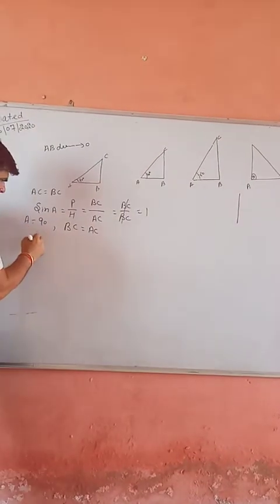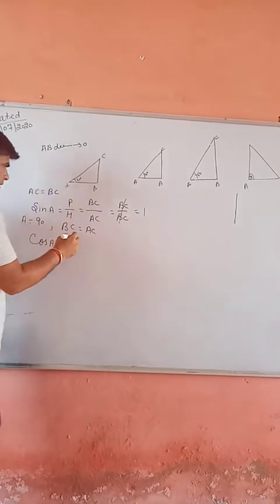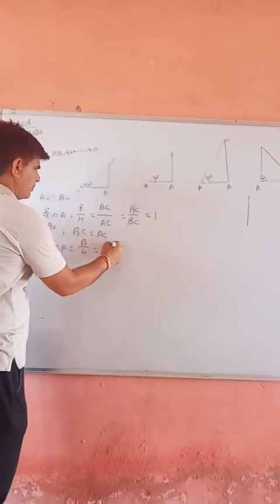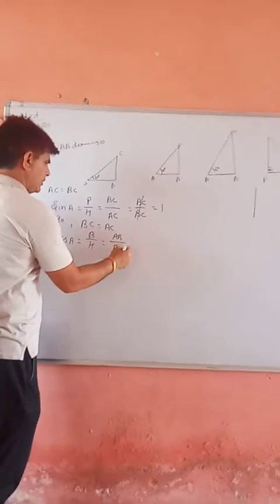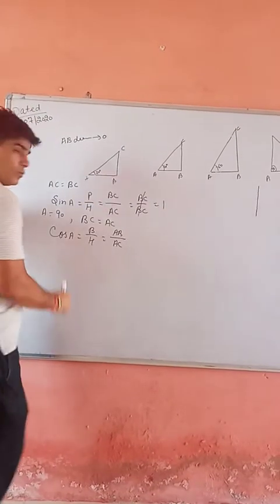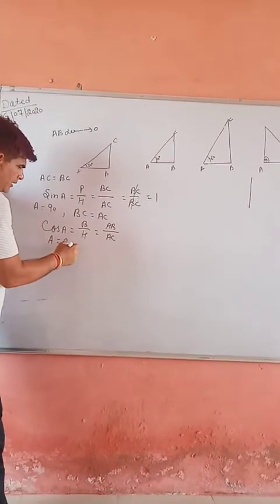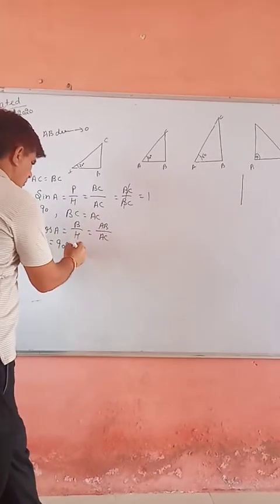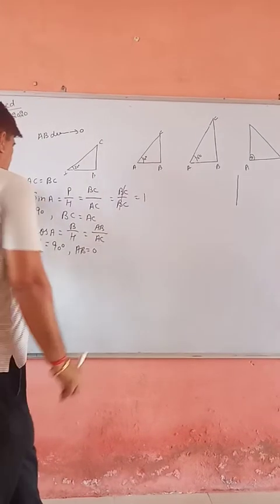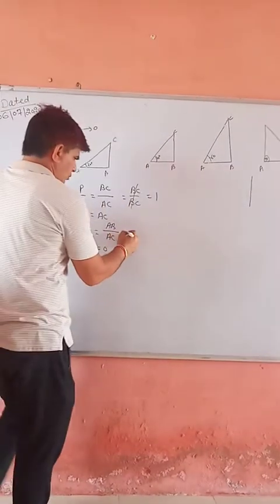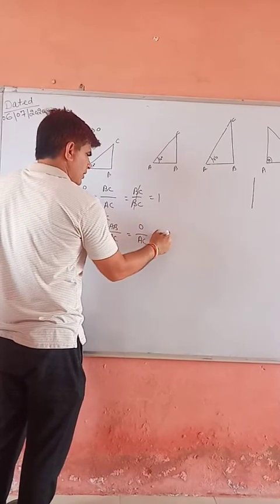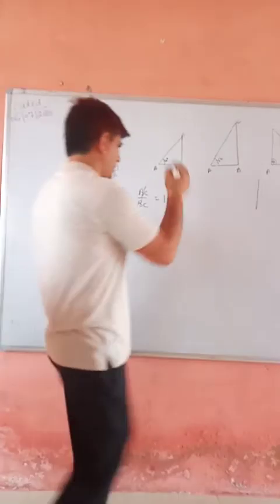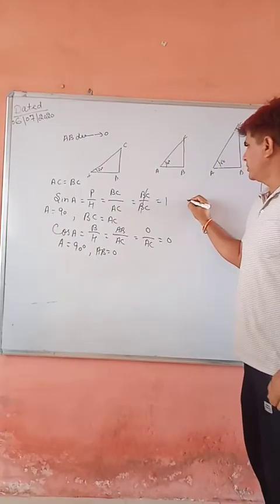What happened to cos of A? Cos of A, again, is base by hypotenuse. Base is AB, and hypotenuse is AC. So A becomes how much degree? 90 degree. It means what happened with AB? AB also becomes 0 by AC. 0 by something is always 0. Suppose 90, 0 in this way. So the remaining trigonometric ratios you can find out now.